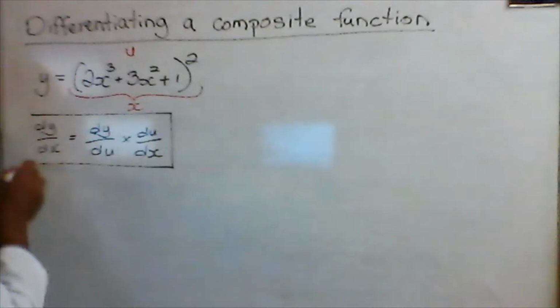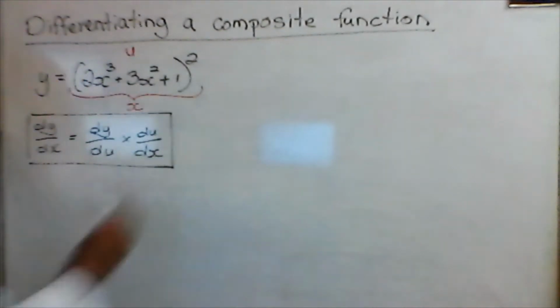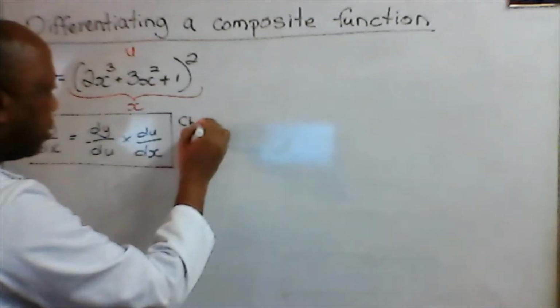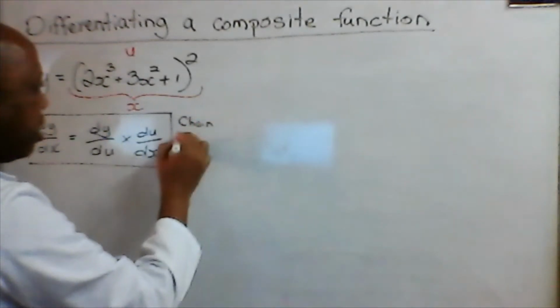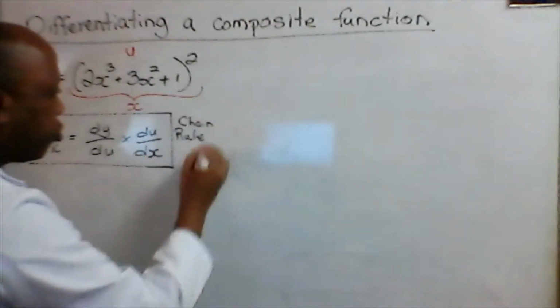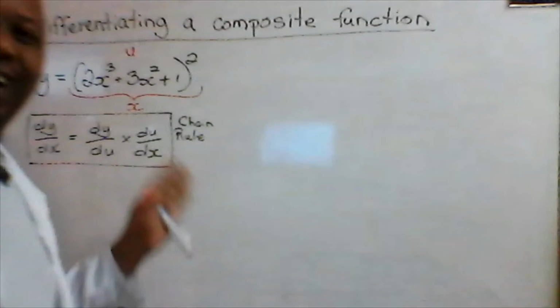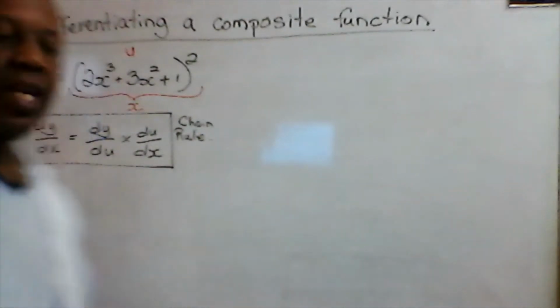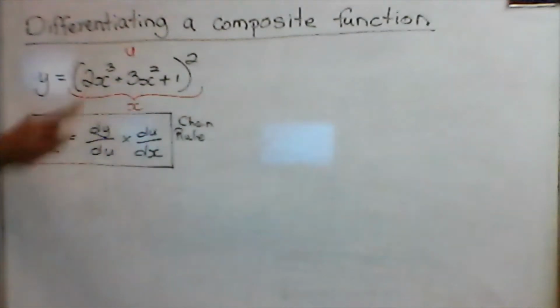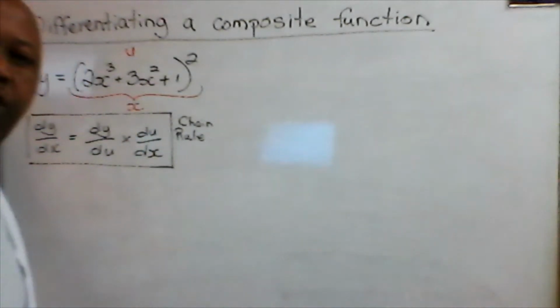And this is sometimes referred to as the chain rule, because this rule is off the chain. You know what I'm saying? No, I'm just kidding. This is referred to as the chain rule. dy dx in a composite function is equal to dy du multiplied by du dx.